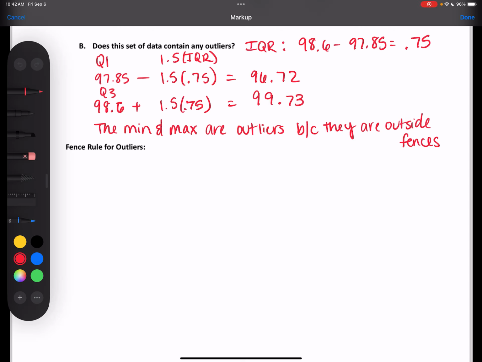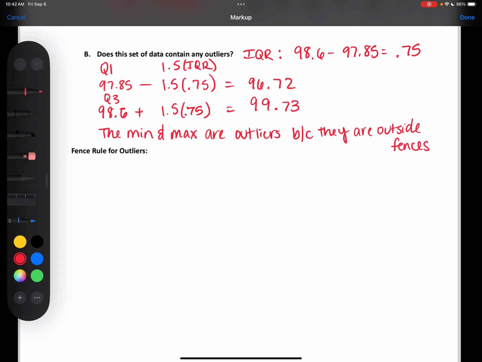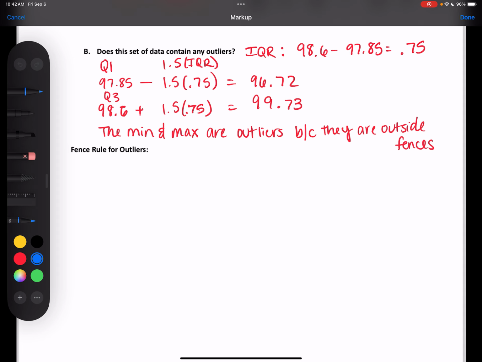All right, our fence rule for outliers. I kind of wrote this yesterday, a little bit up here in the previous thing, but we have Q1 minus 1.5 times IQR, and we have Q3 plus 1.5 times IQR.